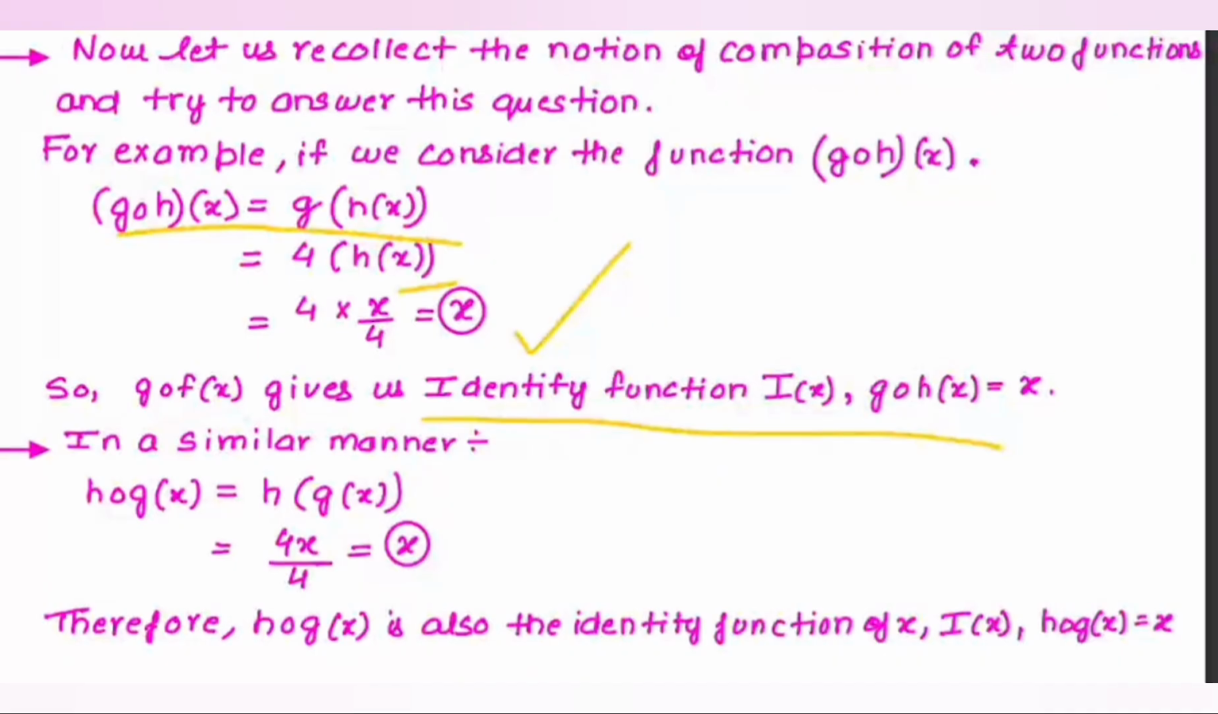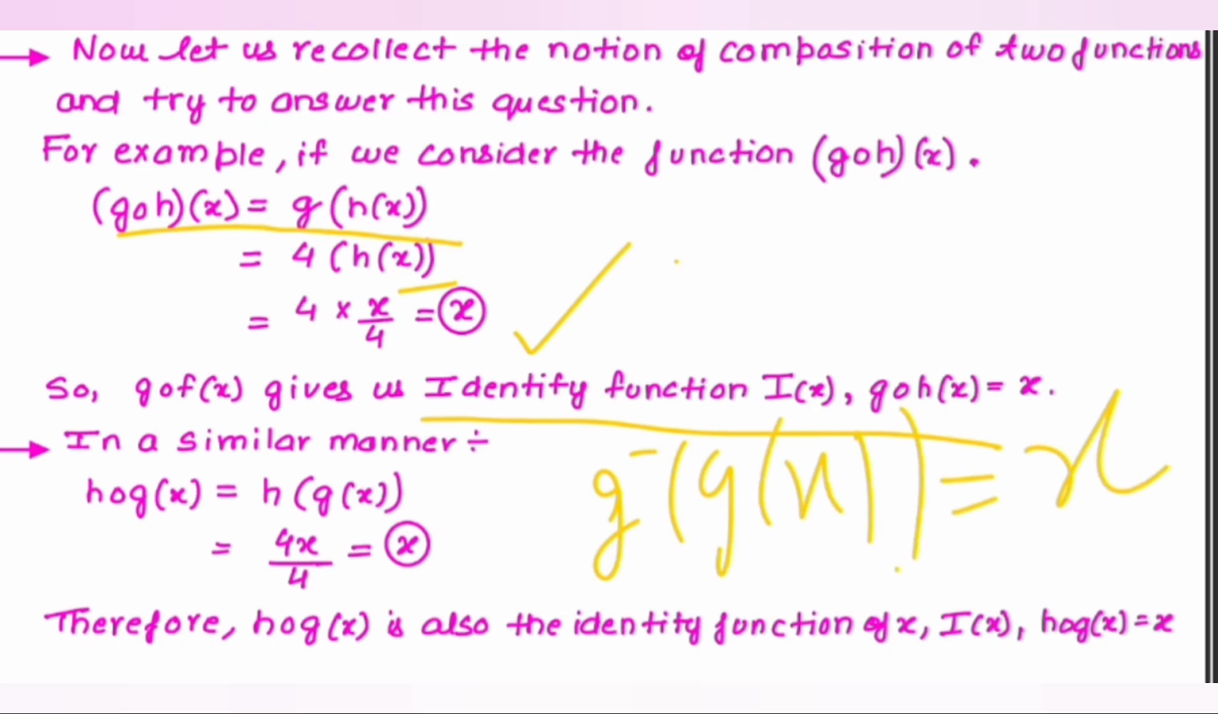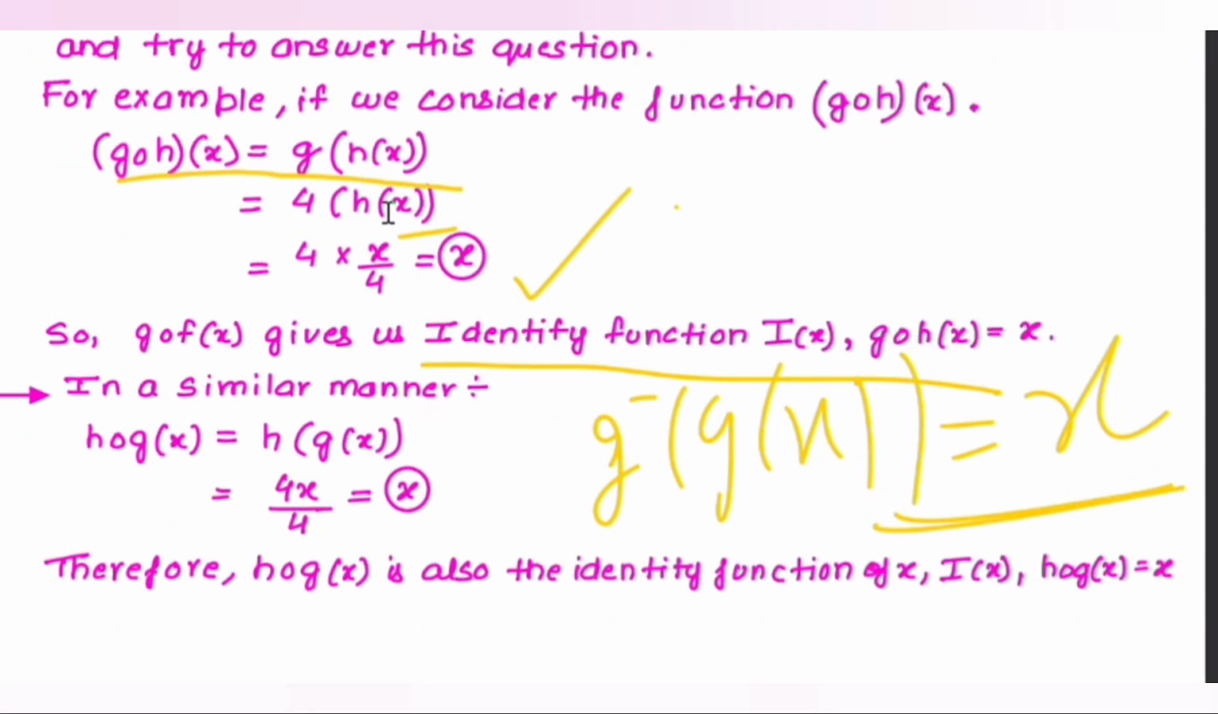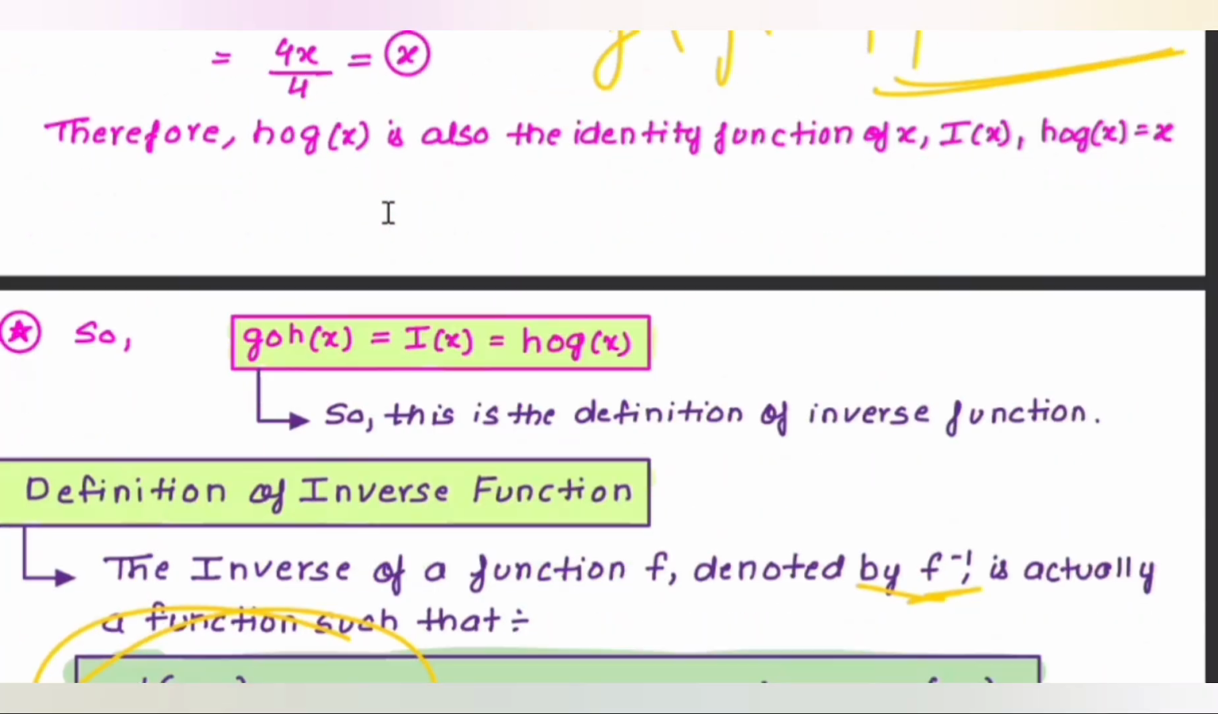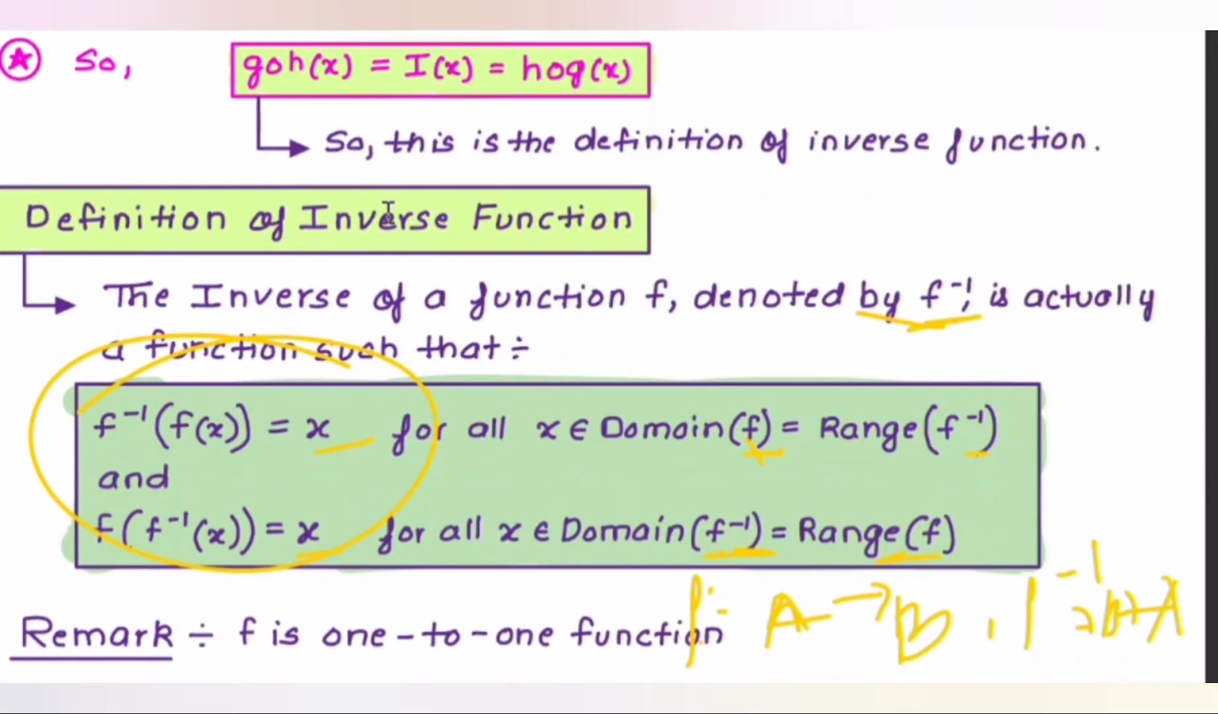And what is an identity function? If g inverse of g of x gives x, that means that function is the identity function. And suppose you are given a function g of x and its inverse also, and you are asked to verify whether they are actually inverses or not. It means you need to check the identity function.